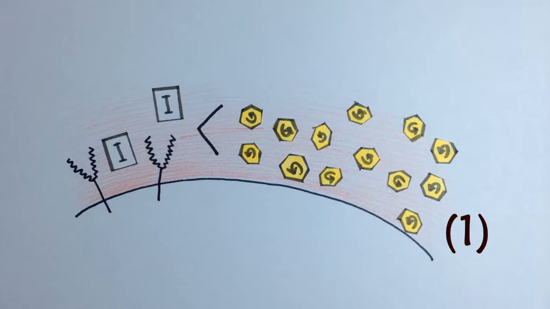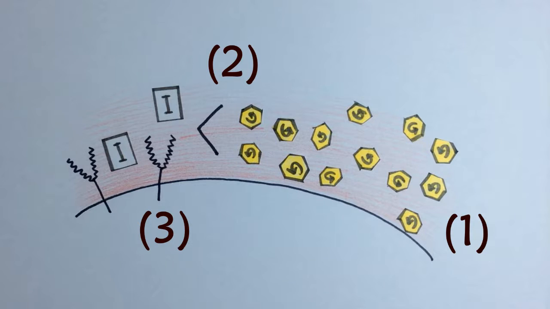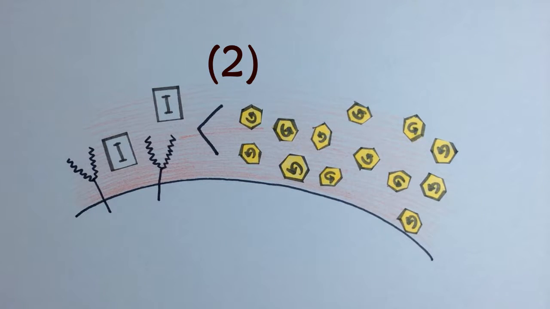Number 1, the glucose level in blood is too high. Number 2, it is short of insulin. And number 3, the receptor of the target cell has gone wrong. Number 1 is the consequence of number 2 and 3. Let's start with number 2.